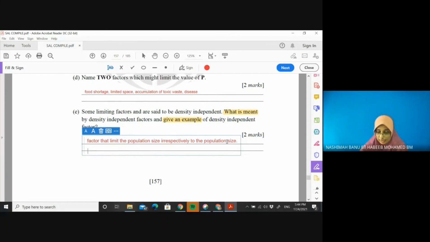What is the example? Kat sini dia tak tanya, dia tak bagi tahu dalam environment mana, so kita boleh bebas letaklah. Maybe climate change. Apa lagi? Weather. Sebenarnya climate change dengan weather ni samalah. Baiklah, saya letak satu je. Forest fire, tsunami, earthquake, semua tu boleh lah.